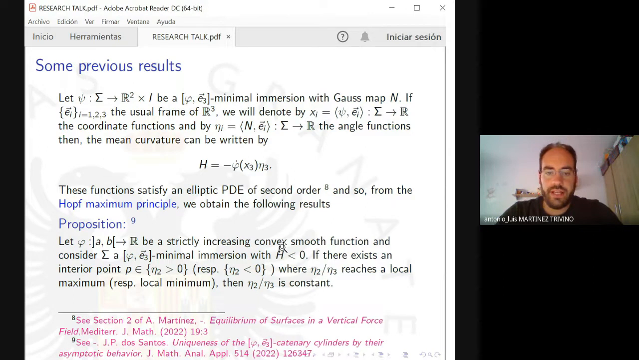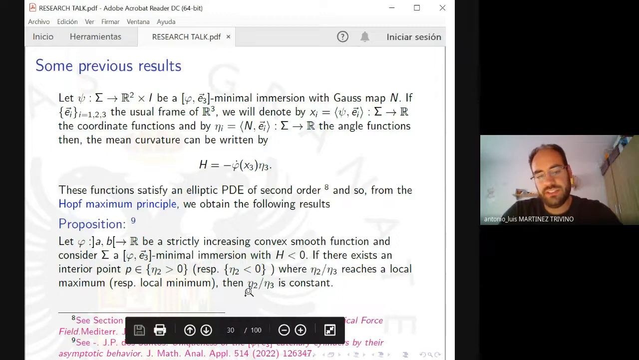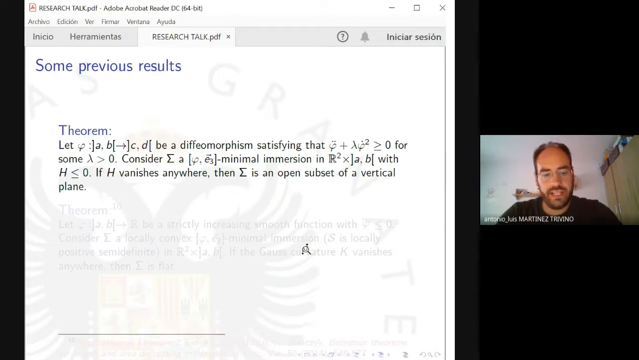Let phi be a strictly increasing convex smooth function and consider sigma a phi-minimal immersion with negative mean curvature. If there is an interior point in some open set where this quotient attains a local maximum, respectively a local minimum, then this function must be constant over the surface. On the other hand, we obtain a maximum principle for the mean curvature.